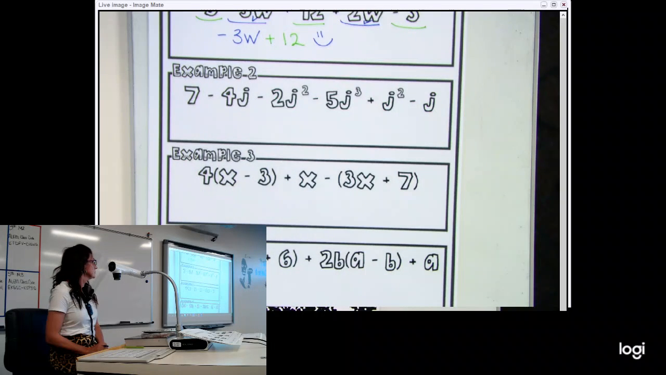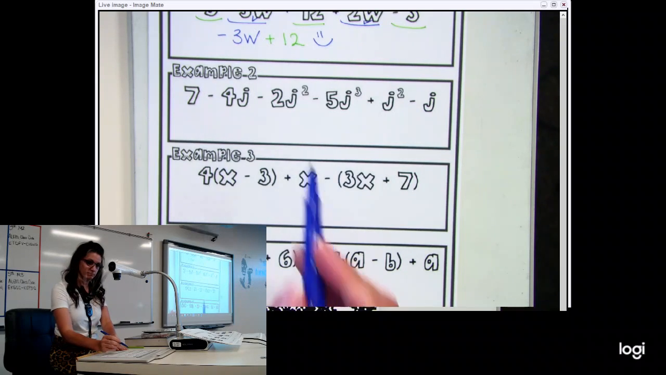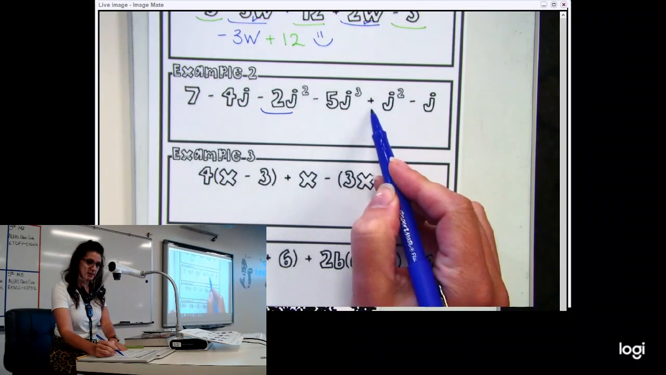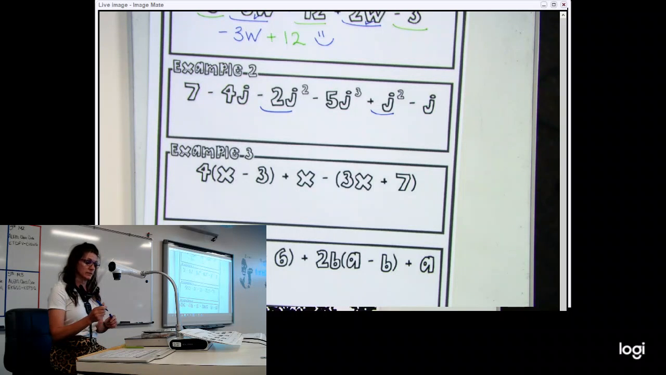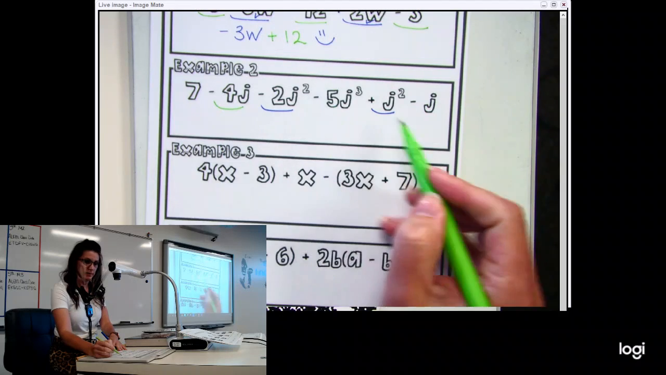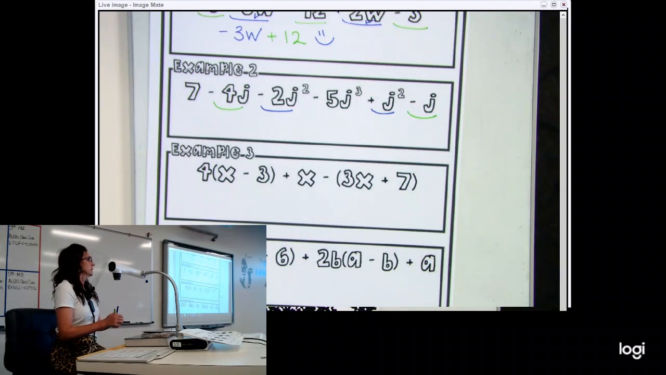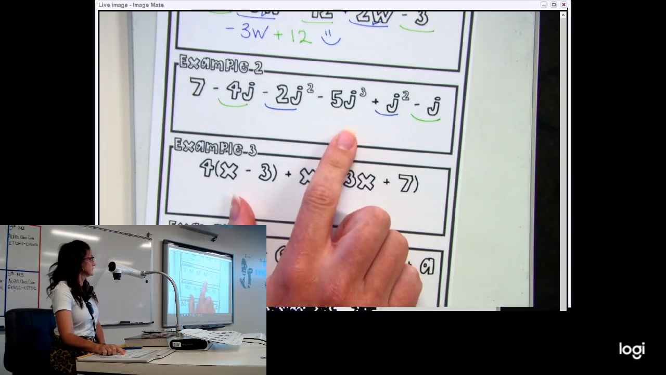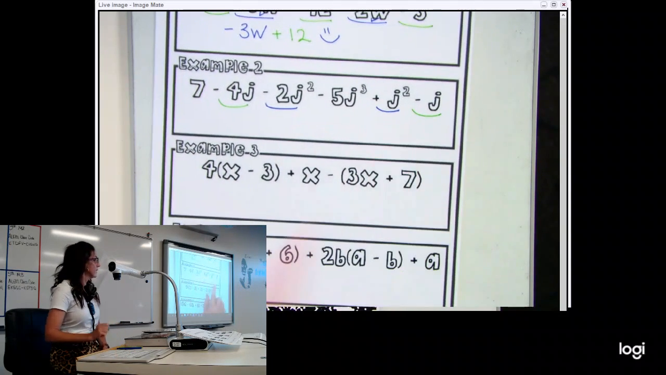All right, example 2. What are my like terms there? Negatives we do to the second, and we do to the second. That and that? Okay, what else? 4J. 4J and J? All right. Okay, we started to learn about this a second ago. But what should I write down first?